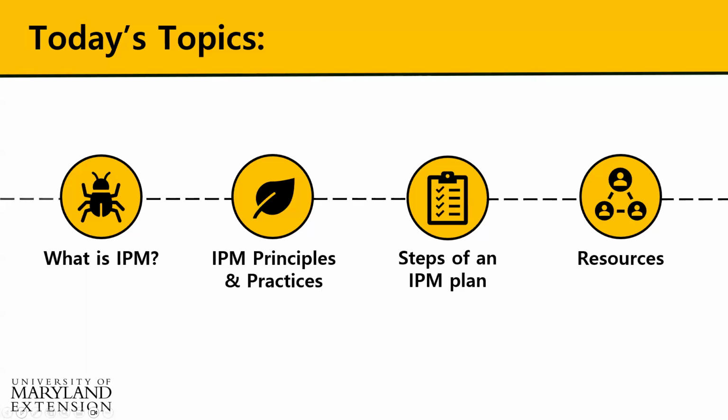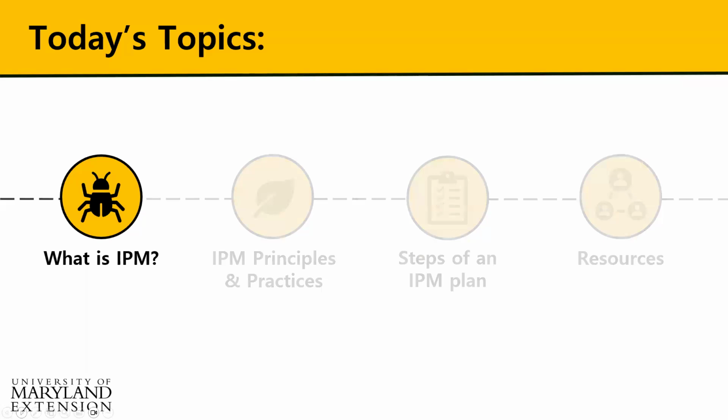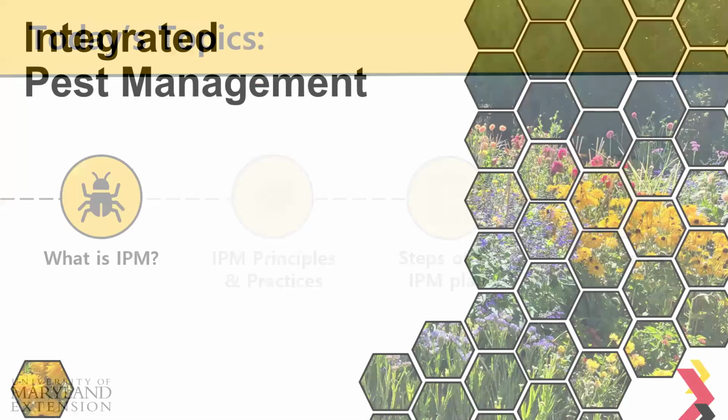A review of today's topics. We're going to start with what is integrated pest management, abbreviated as IPM. Then we'll get into IPM principles and practices, steps of an IPM plan, and then we'll conclude with some resources related to IPM, plant diagnostics, and entomology. Let's begin with what is integrated pest management.